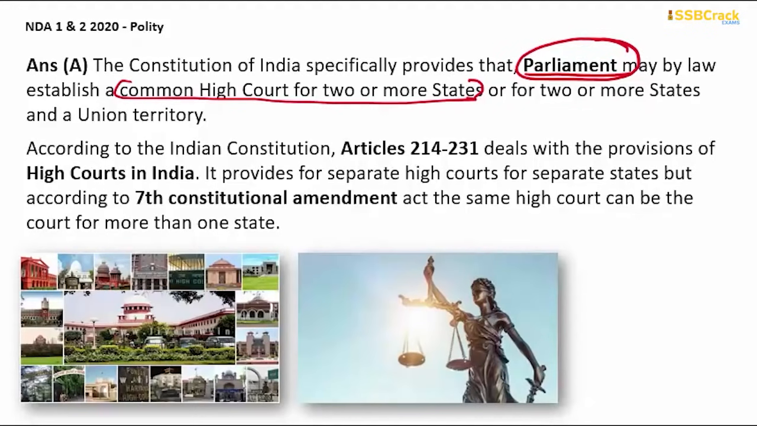According to the Indian Constitution, Articles 214 to 231 deal with the provisions of the High Courts in India, and provide for a separate High Court for each state. But according to the 7th Constitutional Amendment Act, the same High Court can serve more than one state. So this was added in the 7th Constitutional Amendment Act. It is also famously known for the State Reorganization Act. Okay, so these were all the questions from your polity section in NDA 2020.